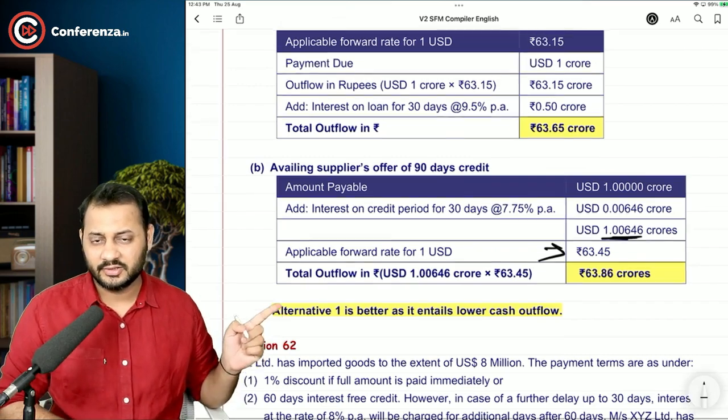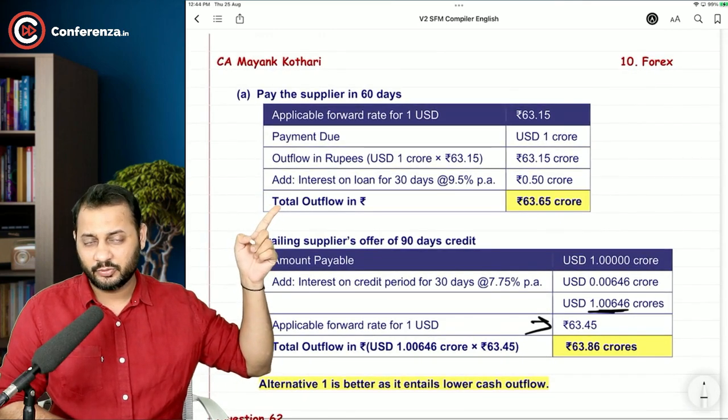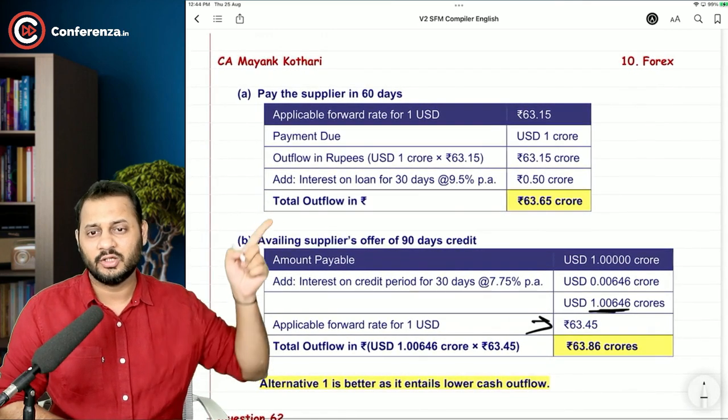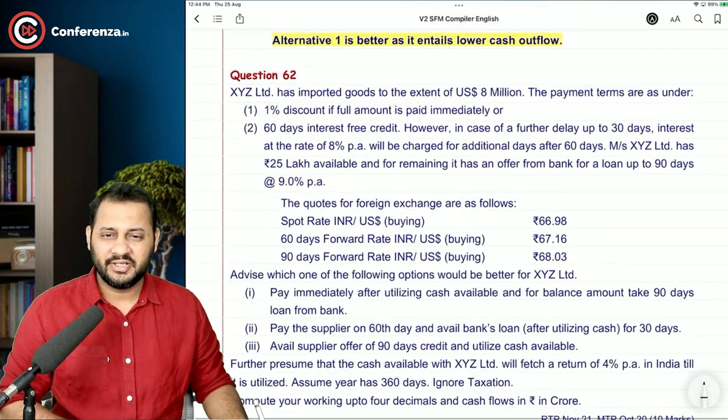Alternative 1 is still better in this question to make the payment at the end of 60 days because of the less outflow. 63.65 crore, 63.86 crore. Outflow is less in this case. Follow that. Pretty easy one.